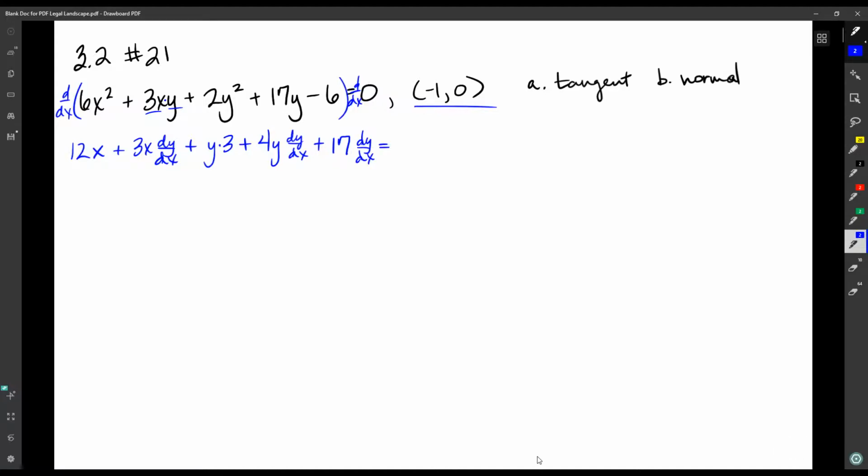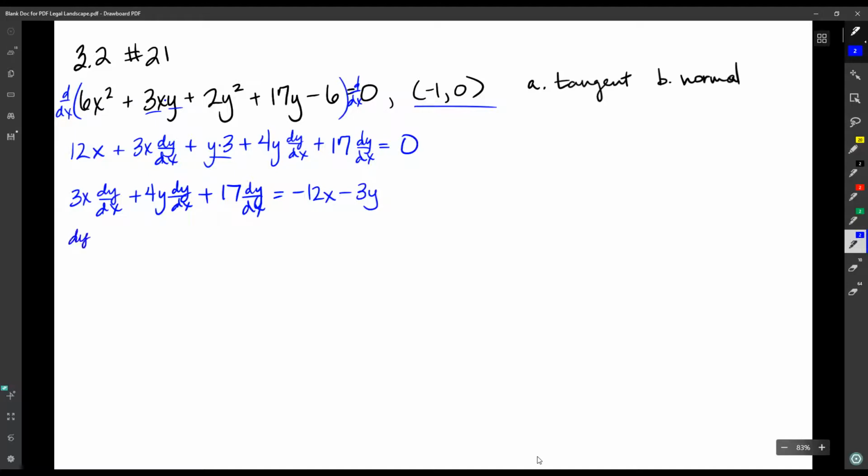To the right of the equation, the derivative of 0 is also 0, and we can begin to combine our terms. We keep the terms with dy/dx on the left, and all the other terms move to the right of the equation. So we're going to keep the 3x dy/dx, the 4y dy/dx, and the 17 dy/dx. To the right side of the equation goes the 12x, so now that's -12x, and the 3y, now that's -3y.